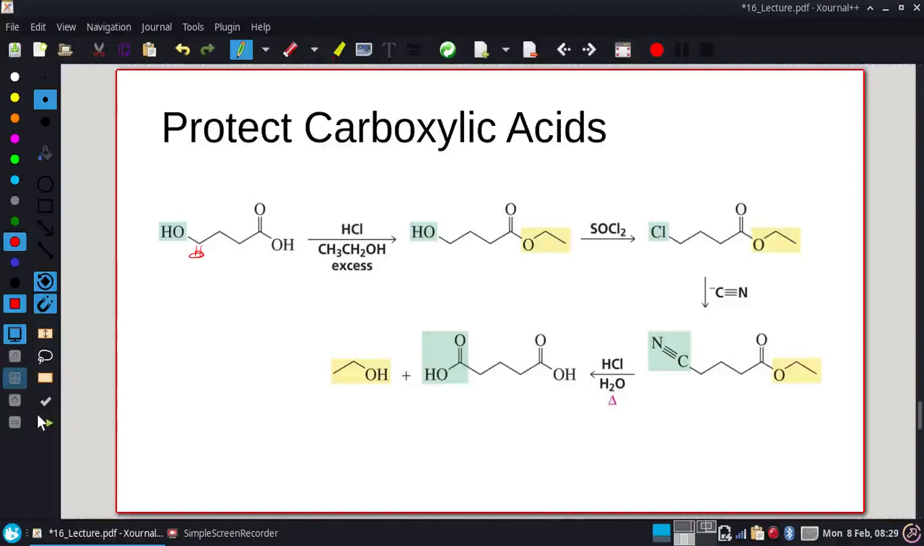All right. The other thing that this does is, even though this would attack the backside of a carbonyl, it pretty much won't attack an ester. So the only thing we have to worry about the CN doing now is a backside attack on our chlorine. And once it's on there, we do HCl and water, which would have actually turned the ester back into a carboxylic acid. We throw in some heat, it'll turn a nitrile into a carboxylic acid as well.